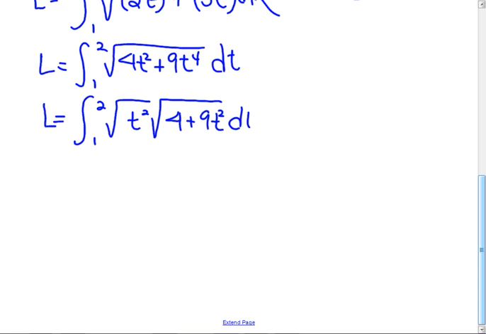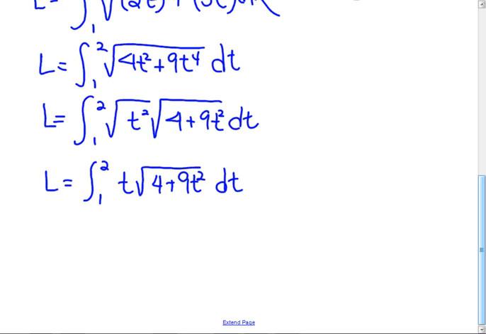I just want to show you that this one can be done, but it's very hard usually to do these because of that square root. What's the square root of t squared? T. And guess what you would have to do to get this to work? A U substitution. Now, why is it going to work?